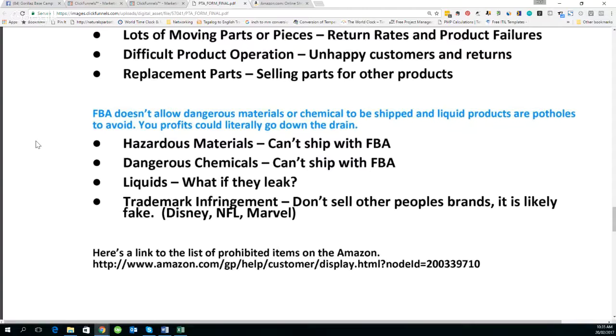You can't send in dangerous chemicals, and there's a whole list of products that you can't actually sell on Amazon, or they just will not accept. I think this is fairly obvious. You know, don't send in dynamite and stuff like that. You just can't ship them in. So liquids: a lot of people get tempted to go into lotions and potions and various different things like this.